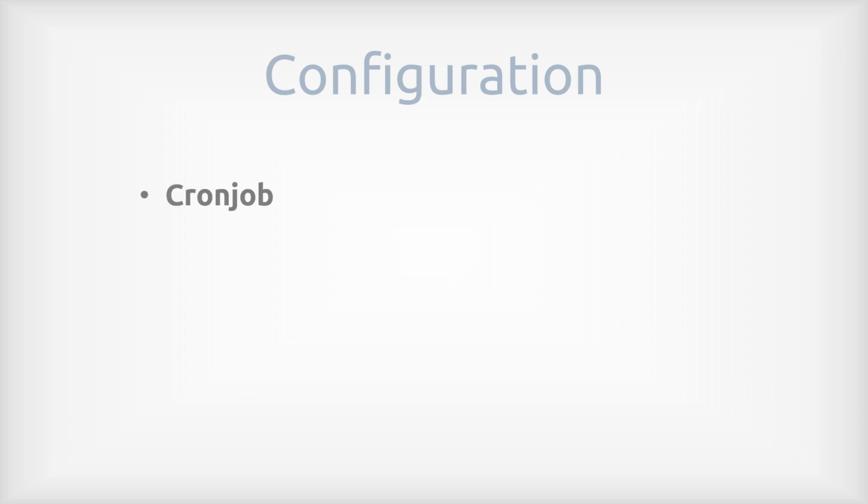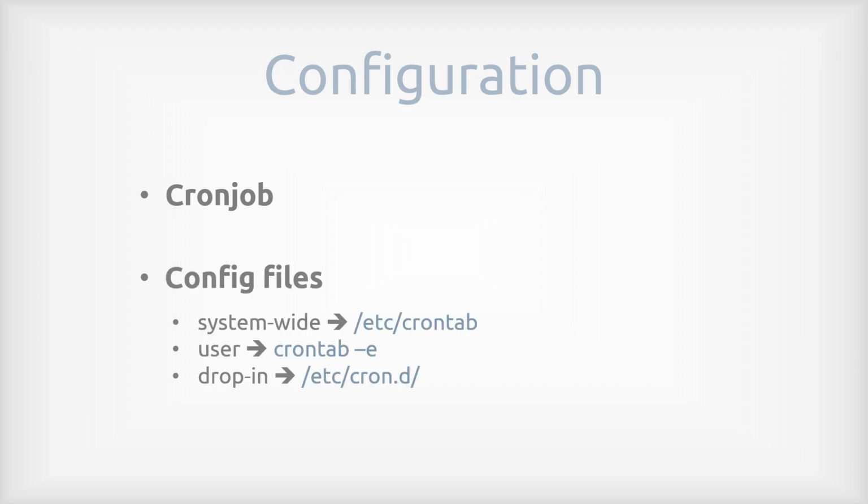Configuration. A task is called a cron job. You can specify a time and a user, and then in the last column you specify which command or script you want to run. The config files can be found in crontab for system-wide configuration. For users you can use crontab with the -e argument, or you can put files in the drop-in configuration directory cron.d.